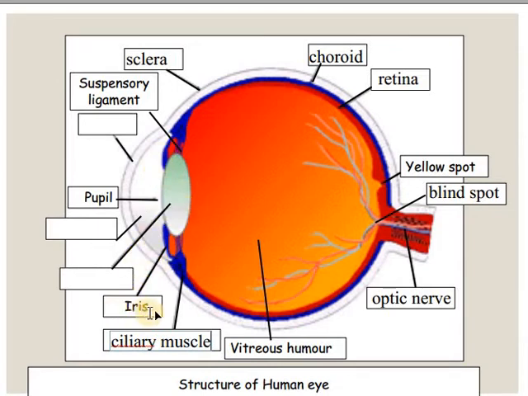After that is the iris. This is the iris. The iris controls the pupil. The pupil is this hole here. The iris controls the size of the pupil. The iris is also a muscle. If it contracts, the pupil will become bigger, so more light can go in.